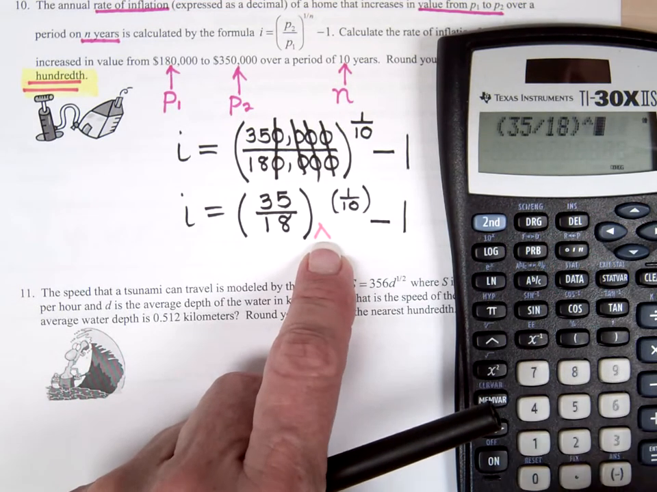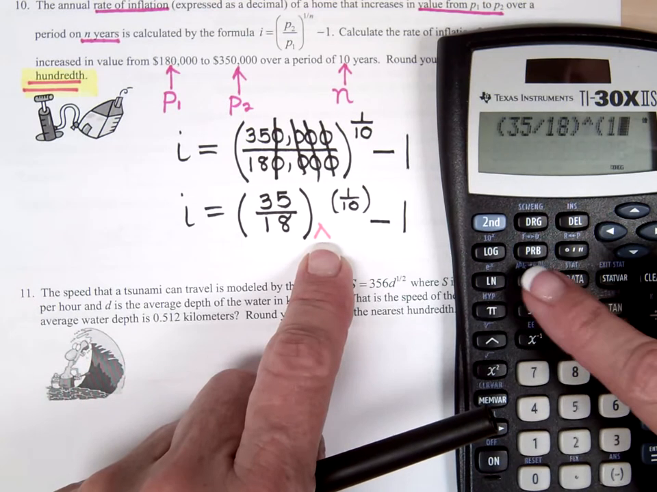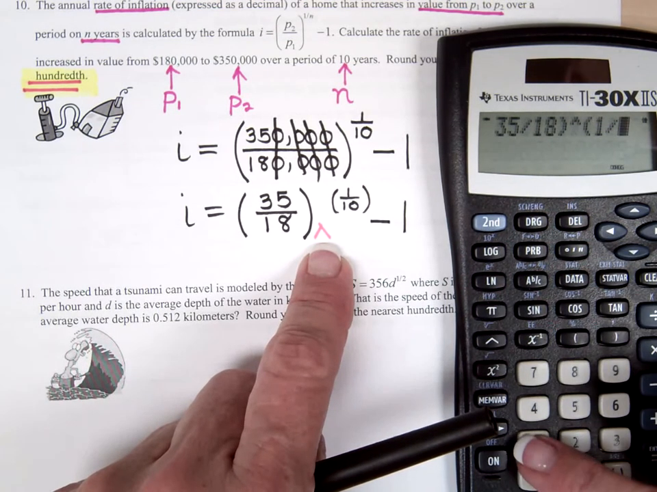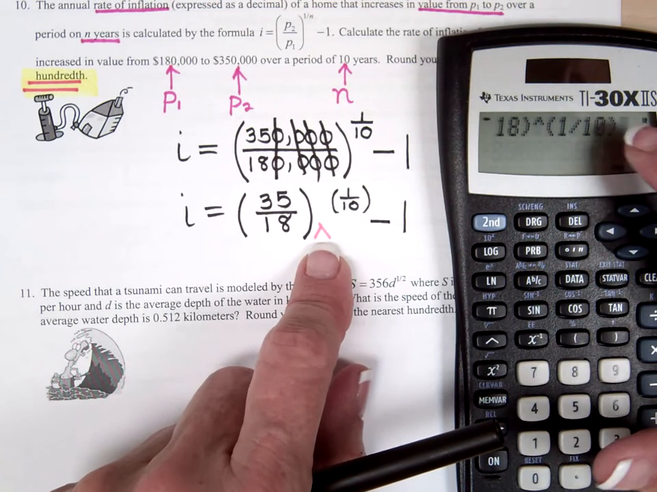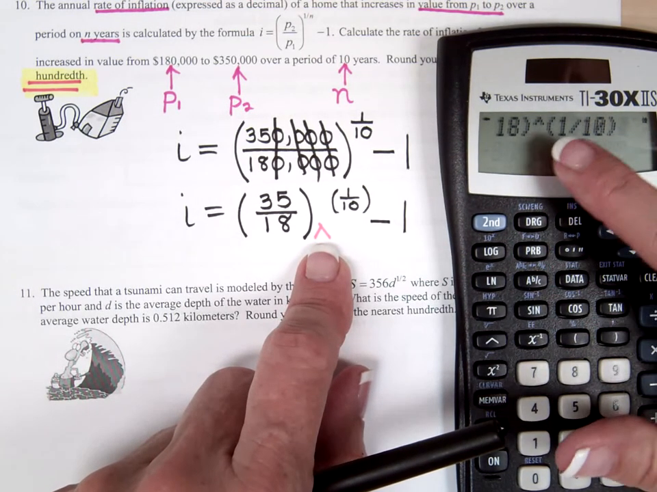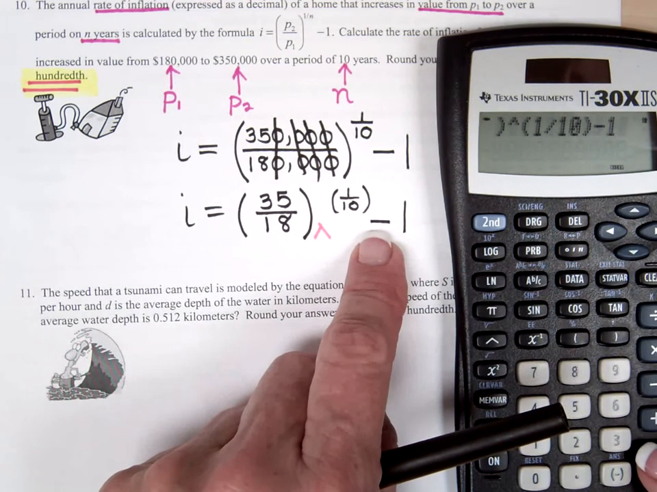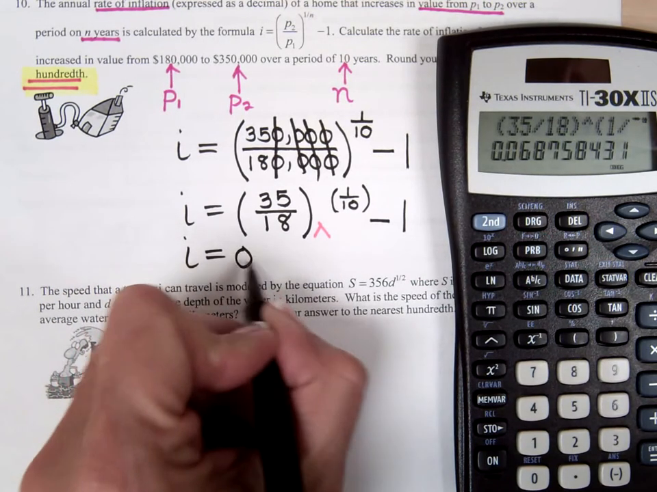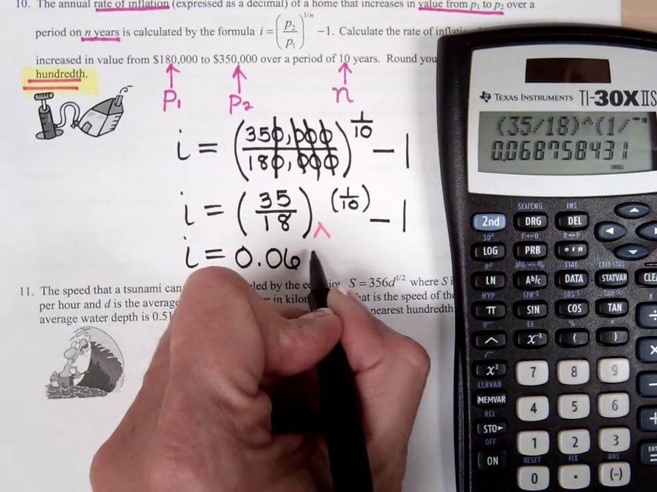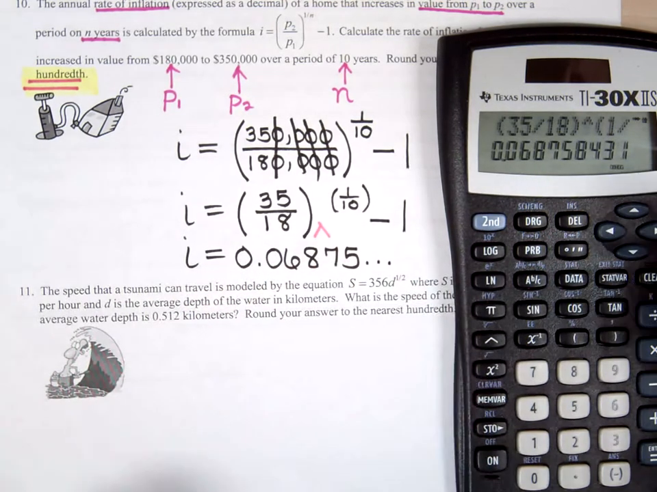And then we open the parentheses. We can either do 1 fraction bar 10 or 1 divided by 10. I'm just going to stay consistent and do divided by. So that tells the calculator that's the end of my exponent. And then I hit subtract 1. And I is 0.06875, on and on.